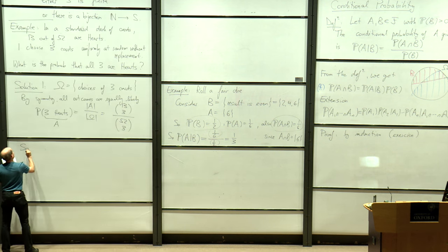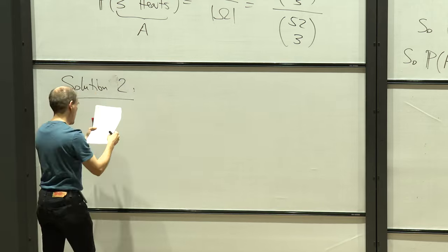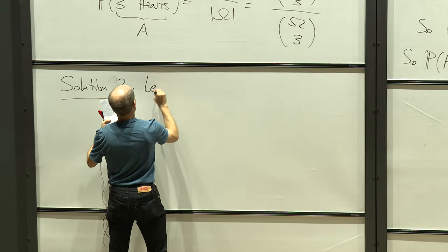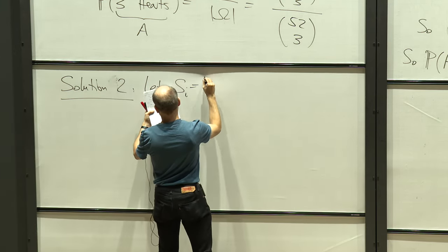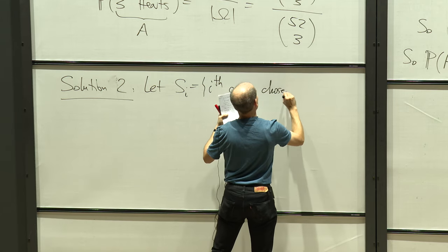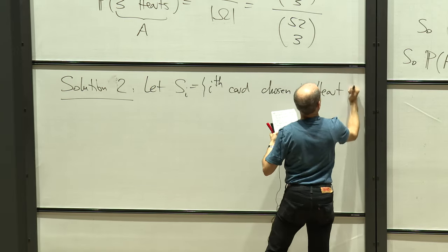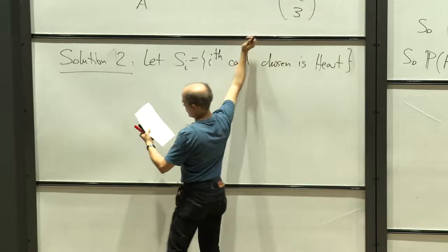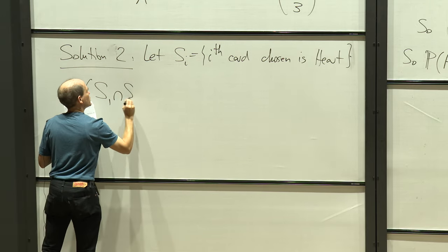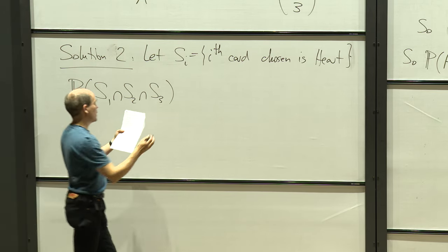So solution two is to say, let's look at the event separately of having hearts in each of the cards that we draw. We let S_i be the event that the ith card chosen is a heart. So what are we interested in? We're interested in the first card being a heart, the second card being a heart, the third card being a heart. So that is the intersection of those three events.